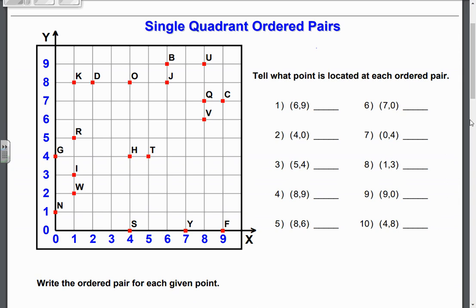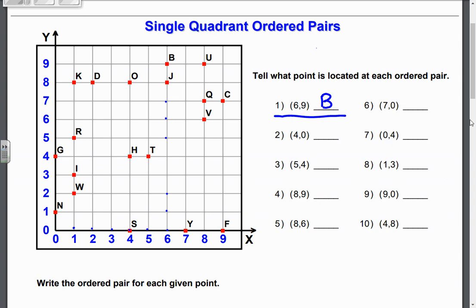So if I want to look, let's look at number 1. If I want to tell what is in the location of the point 6, 9, I would find that by going over 1, 2, 3, 4, 5, 6, and then up 1, 2, 3, 4, 5, 6, 7, 8, 9. What's located there? Yes, the letter B. 6, 9 is the coordinate, and what's located there is the letter B.